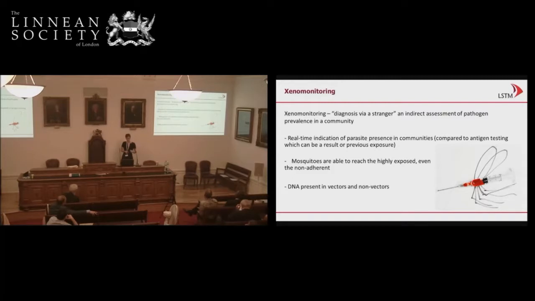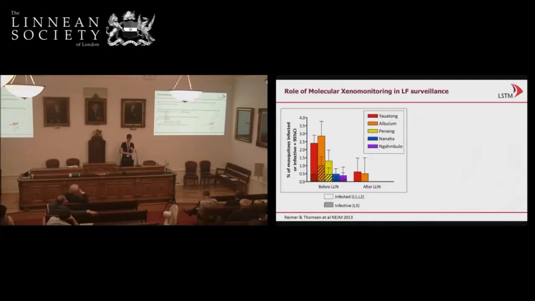And I think one benefit here is that mosquitoes are able to reach the highly exposed individuals, even those that are not accessing treatments and that are not turning up for surveillance activities. In fact, they may even be more biased to feed on individuals that are highly exposed. And DNA is present in vectors as well as non-vectors. For some vector-borne diseases, it's very difficult to collect vectors. I'll say HAT is a good example. But mosquitoes, if they're feeding on an individual that has that infection, they're going to pick up DNA as well.